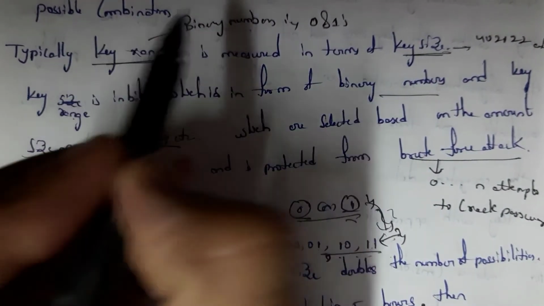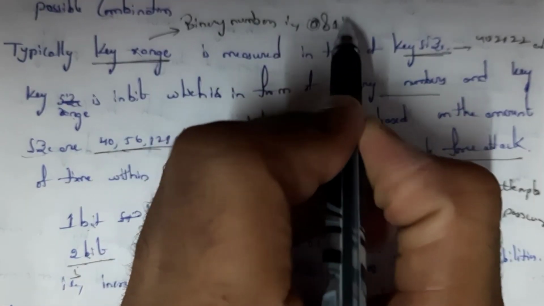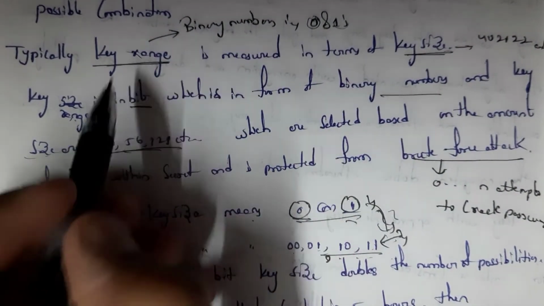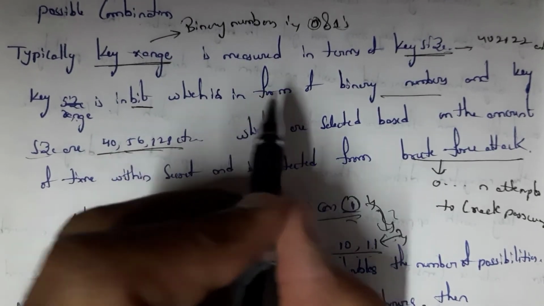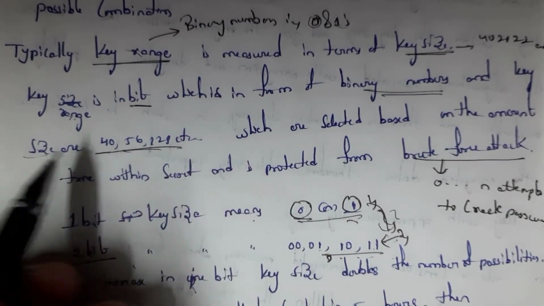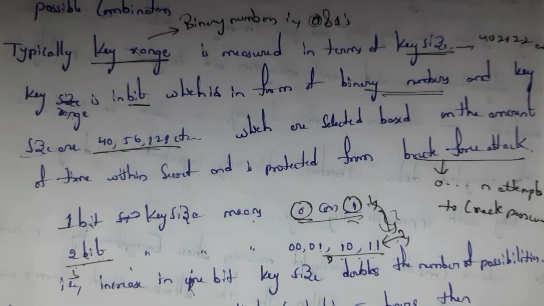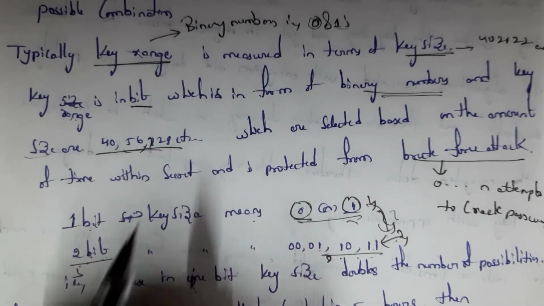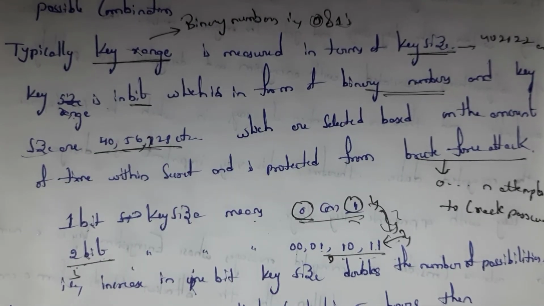Typically key range is measured in terms of key size. Key range is nothing but a combination of zeros and ones. Key range is in bits. As I said before, bit means a combination of zeros and ones, which is in the form of a binary number, and key sizes are 40, 56, 128, etc. These are the key sizes.